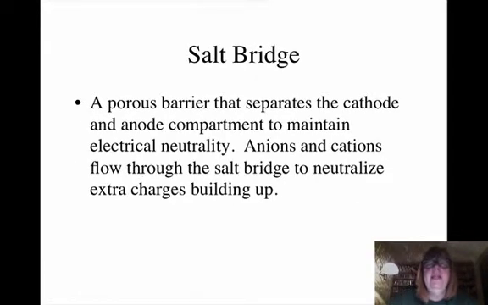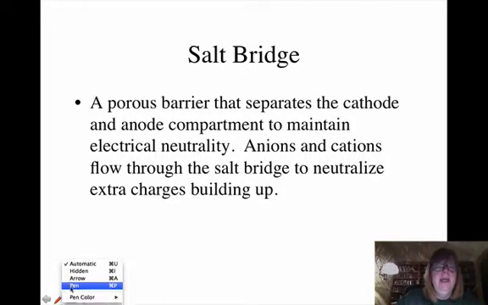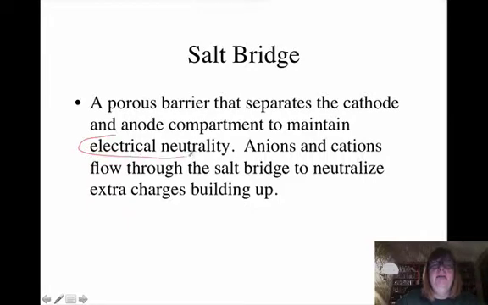All right, well, let's talk about that salt bridge. What is it? Well, it's a porous barrier, and it separates our cathode and our anode. And the sole purpose of our salt bridge is to maintain electrical neutrality. So what it is doing is, as we're getting that positive charge being built up in our anode compartment, it needs to get that neutralized. So we've got anions and we have cations that are flowing through the salt bridge to neutralize any of the charge buildup.